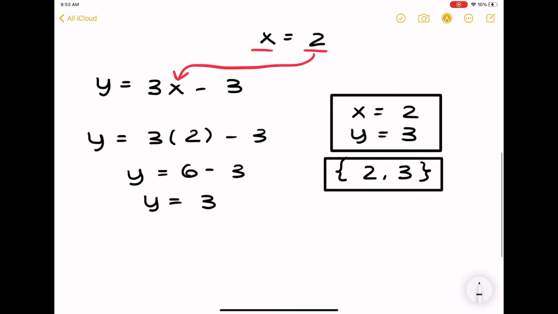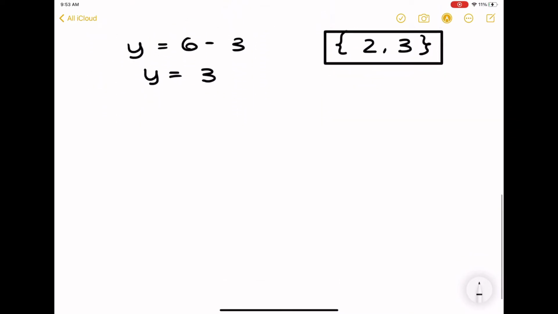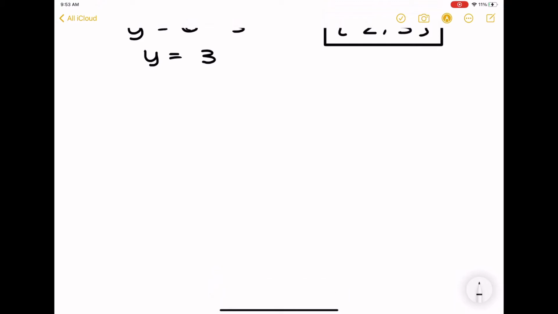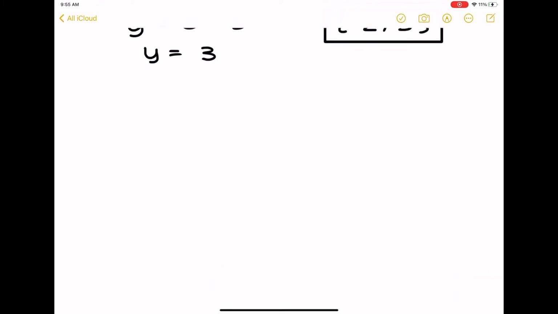So instead of graphing the whole equation, we can use substitution or another method called elimination that I can teach you all in a future video if you guys would love to see that. But right now we're focusing on substitution. But it shows us where they intersect.